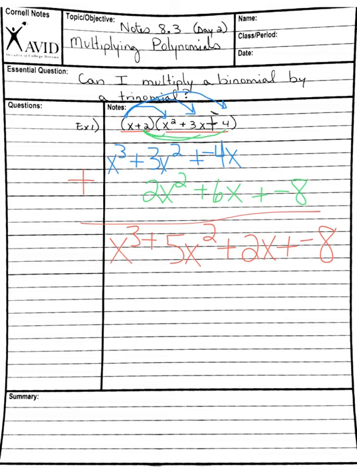We have distributed that x plus 2 times everything in the second set of parentheses. Again, just more multiplying and applying the distributive property. Let's just look at one more example, and that's it.